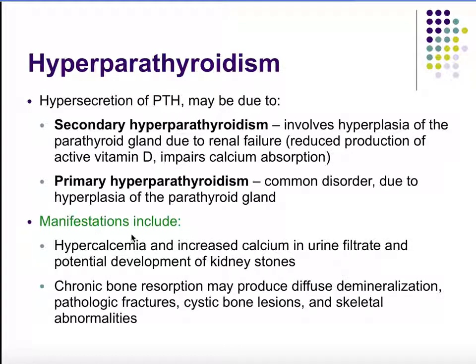So manifestations, again, we'll have hypercalcemia. All of that calcium in the blood can eventually show up in your urine, which can increase the likelihood of kidney stone production. And because you have a lot of parathyroid hormone, you're obviously going to be impacting our bones. So it'll start to break down our bones, causing demineralization and increasing the likelihood of fractures and lesions and just skeletal abnormalities. And that's it for this chapter.